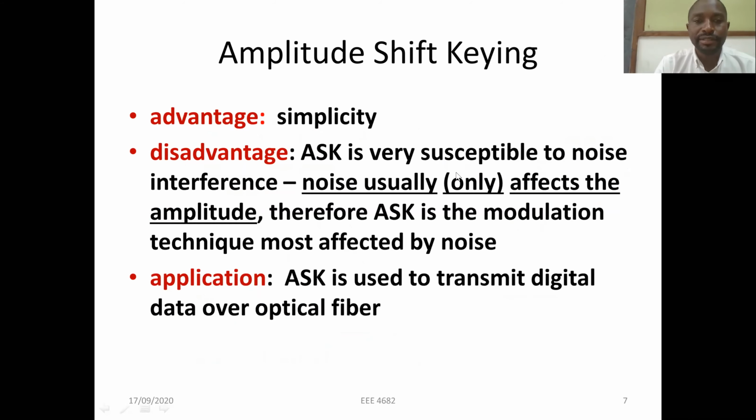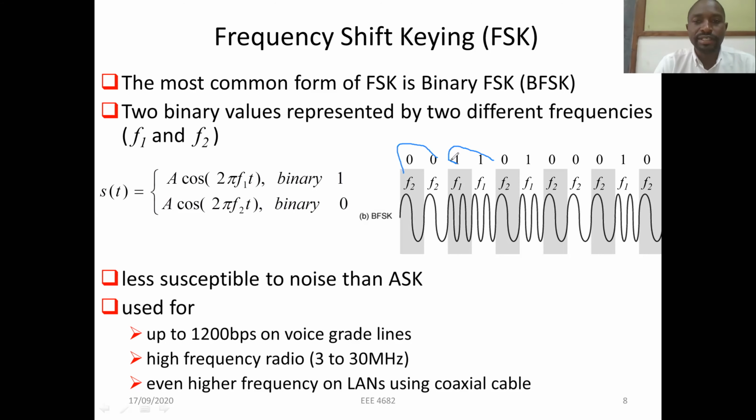The major advantage of this shift keying is that it's less prone to noise than amplitude shift keying. It is used also up to 1,200 voice grade lines. However, I can also use it at higher frequencies, ranging from 3 to 30 megahertz. You can also use it in higher frequency on LANs using coaxial cables as well in terms of its application.